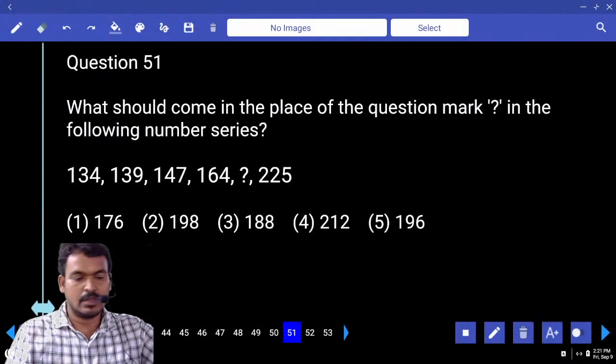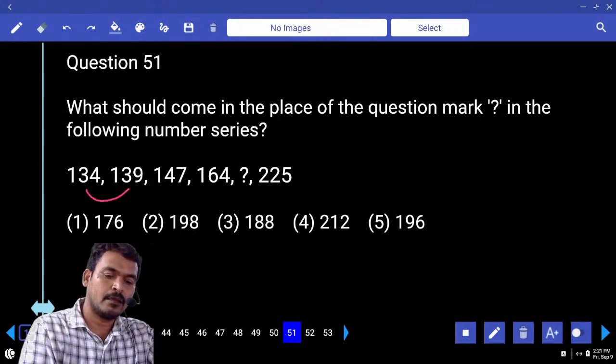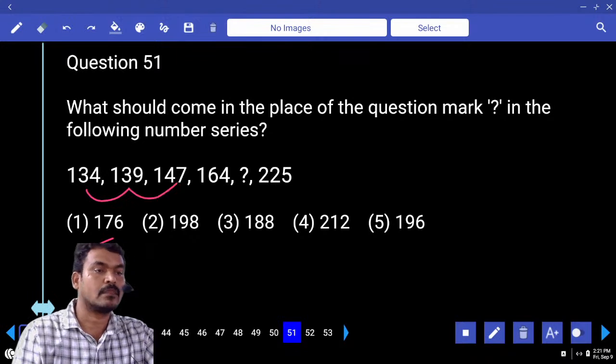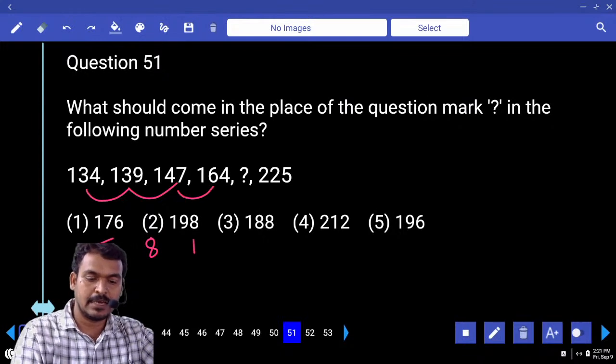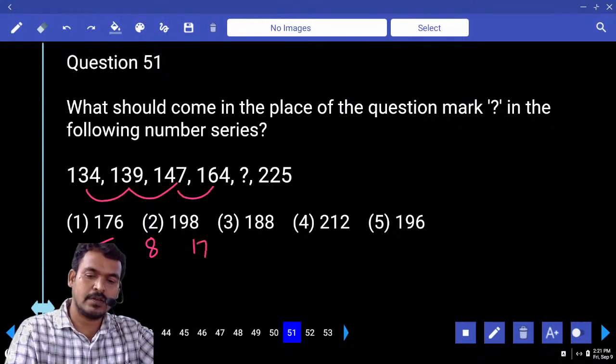Number series. What is the first one difference? 5. Next one? 8 or 7? 8. Next one? 17 or 18? 17. 164.